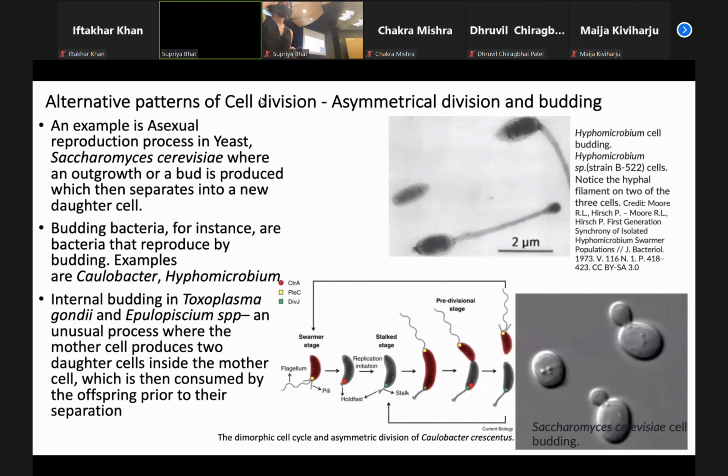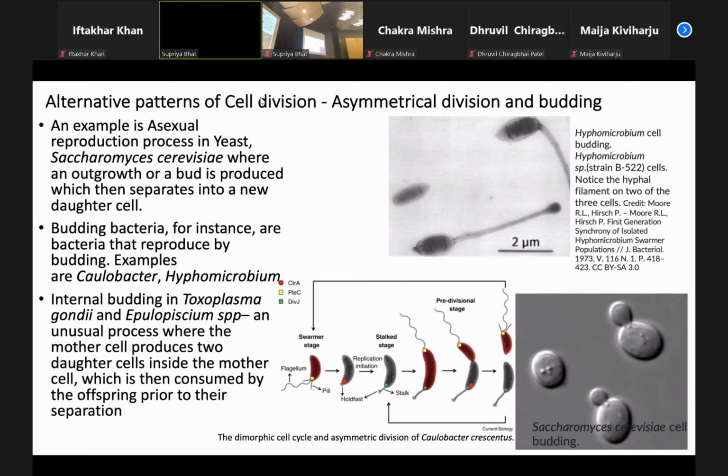Okay, so we're switching gears a little bit. We've gone through the process of binary fission, generation time, and how to measure cell growth. That's mostly assuming the cells double in number based on binary fission. But now we'll move on to alternative modes of cell division.